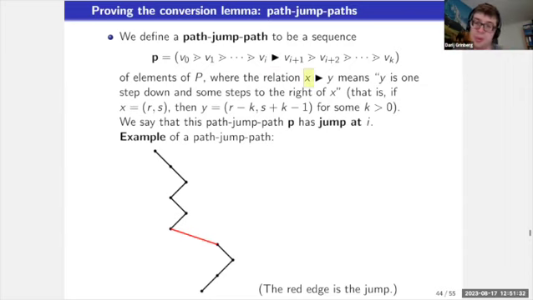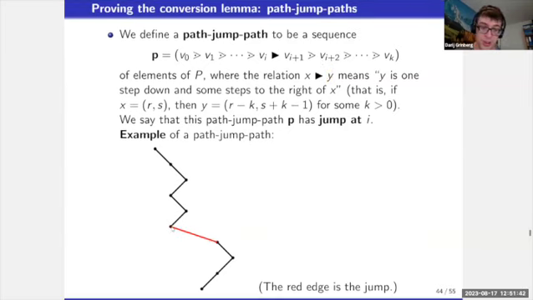So the jump: you can jump from a point X to a point Y if Y is one step down and any number of steps right of X. So basically, if you're jumping from this point, you can go to its right bottom neighbor, or to this vertex, or to this, or to this, or to this. So basically, any point starting with the right bottom neighbor and going to the right is fair game.